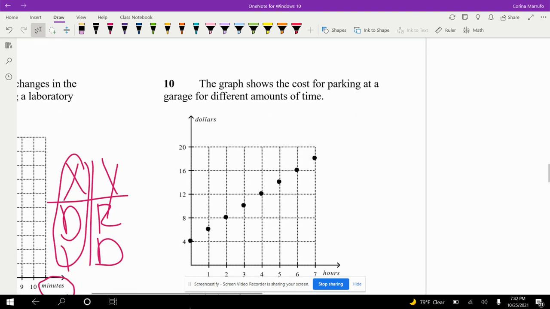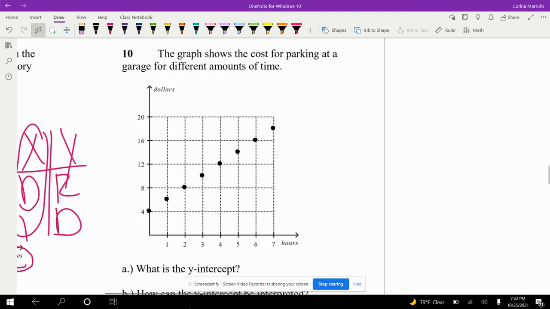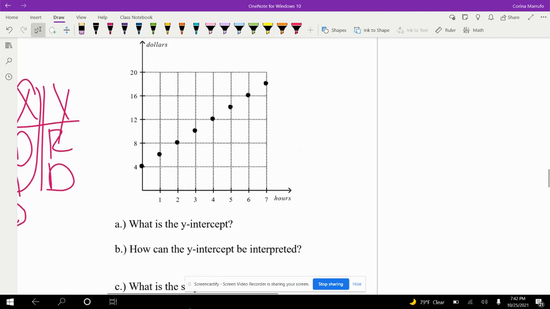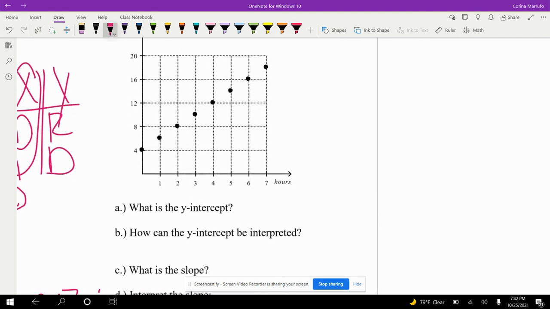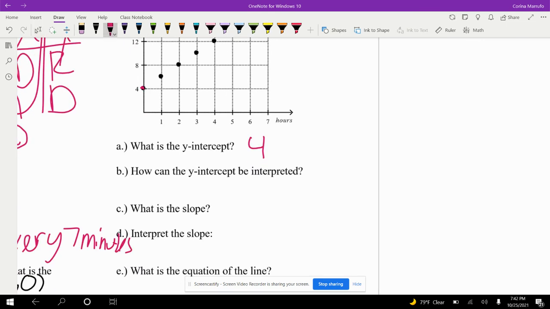Okay, and the last one, number 10. It says, the graph shows the cost for parking at a garage for different amounts of time. What is the y-intercept? Okay, so here we can see that it crosses the y-axis at 4. How can the y-intercept be interpreted? So if I look here, it's 4 and our y value is dollars, so $4. Remember, our b is our starting value. That's where we begin. So the starting price is $4.